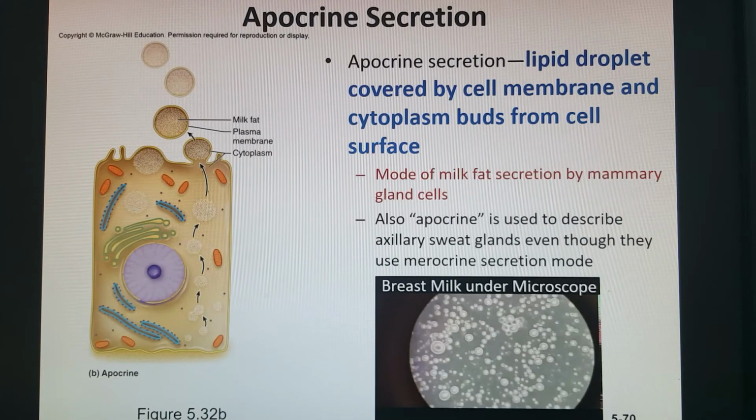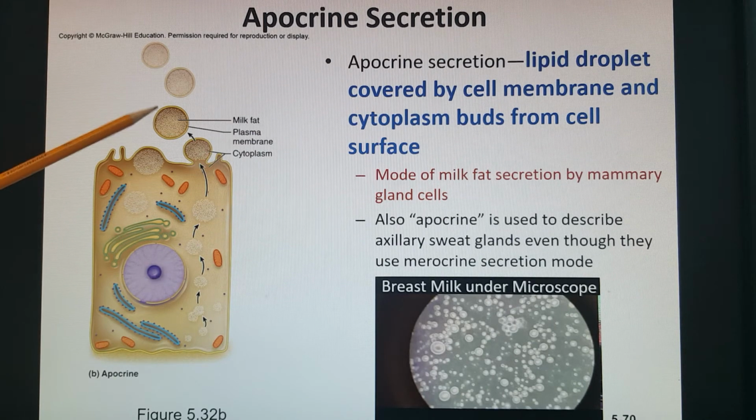Next type is apocrine secretion. In this one, we have our product that's made, but it's packaged using our plasma membrane and buds from the surface in order to release the product out from the cell. An example of this is the lipid portion, so our fats that the baby needs. We get all of our macronutrients, so we get our protein, our carbohydrates, and our lipids all in that milk. That milk fat is packaged in that plasma membrane.